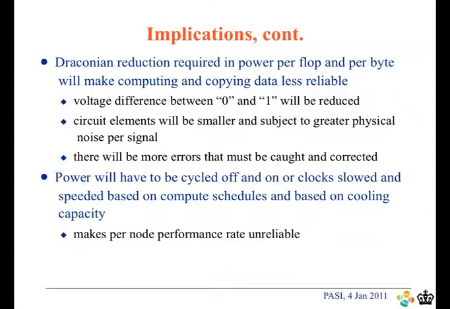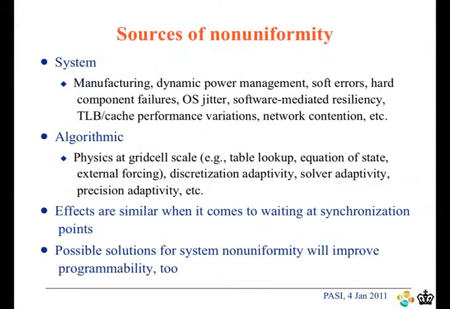And power will have to be cycled on and off, or clocks slowed and speeded based on compute schedules and based on cooling capacity. When you put 20 megawatts into a square meter or something, things start melting. At certain times in the computation, a chip may say, "Sorry, I got to stop computing for a minute. I'm going to melt." That's an example of the kind of lack of reliability that we will have.